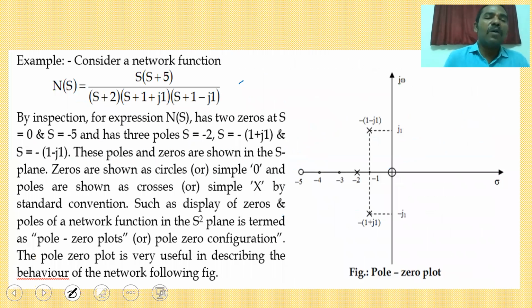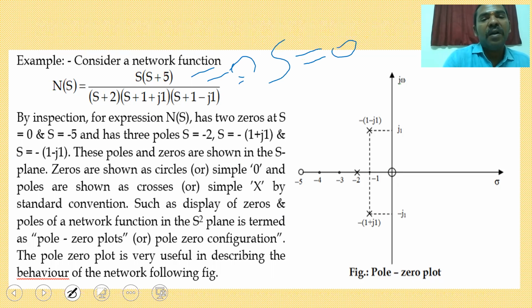N of s is equal to s into (s plus 5) divided by (s plus 2) into (s plus 1 plus j1) into (s plus 1 minus j1). Here the numerator is equal to 0, so P of s is equal to 0. You can get s is equal to 0 and s is equal to minus 5. The zeros are represented by small circles.